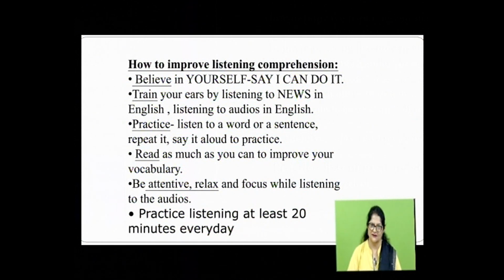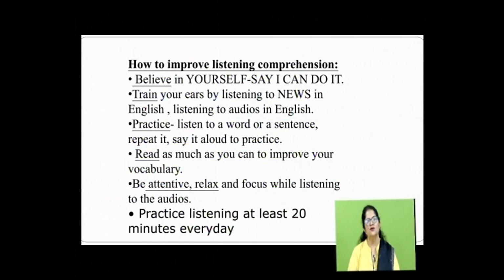Believe in yourself that I can do it. Say it again and again. Yes, I can do it. I can perform well in any of the tests. And train your ears by listening to news in English, listening to audios in English, listen to songs in English, listen to different conversations in English, and watch good English movies.